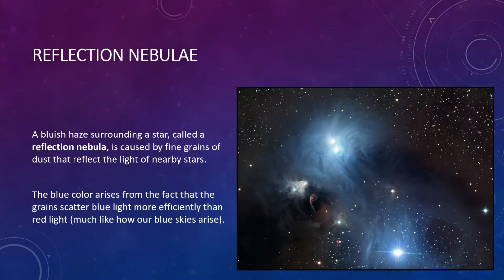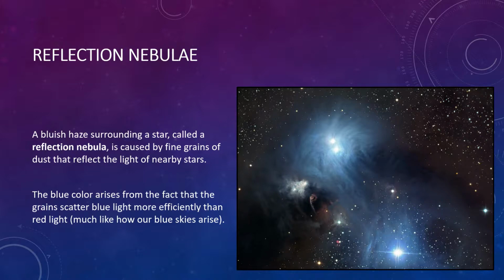The other evidence for dust is in the bluish haze surrounding some stars and sets of stars. A haze of this kind, called a reflection nebula, is caused by fine grains of dust in a lower concentration than found in a dark nebula, which we'll talk about in a moment. The light that we see coming from the nebula is starlight that has been scattered and reflected by these dust grains.